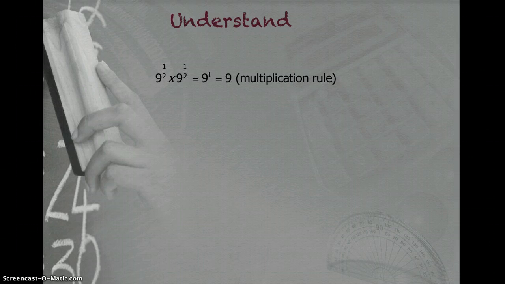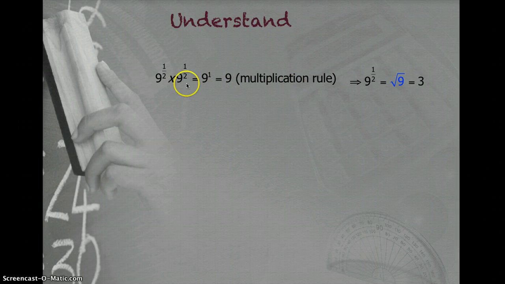Given an equation, 9 raised to 1/2 times 9 raised to 1/2, using the multiplication rule, you have the same base. So you will add the exponents. 1/2 plus 1/2 will give you 1. So it's going to be 9 to the first power, or simply 9.